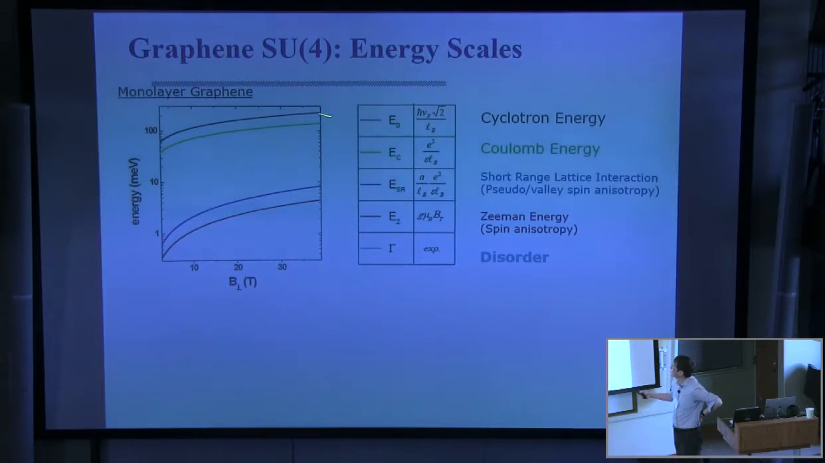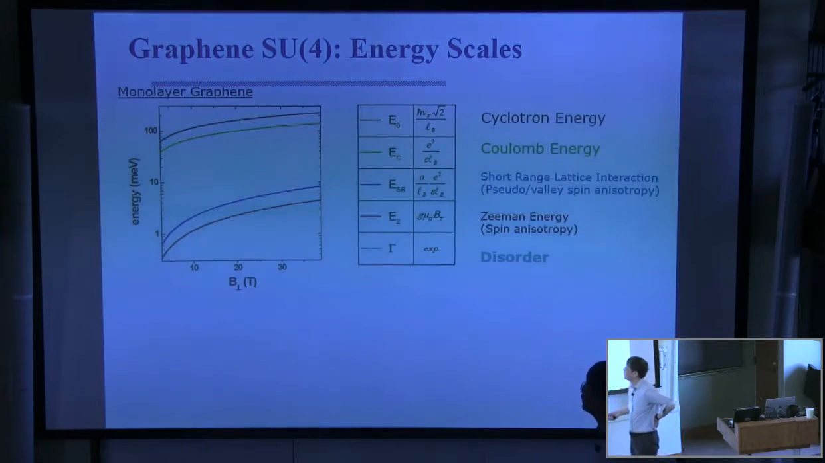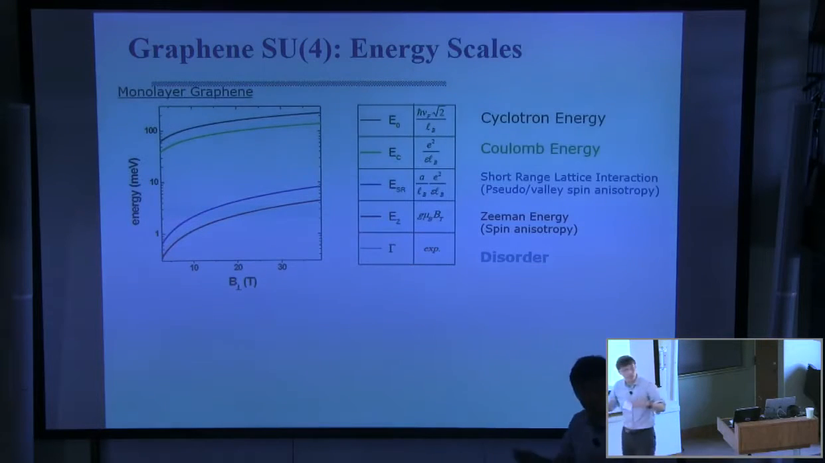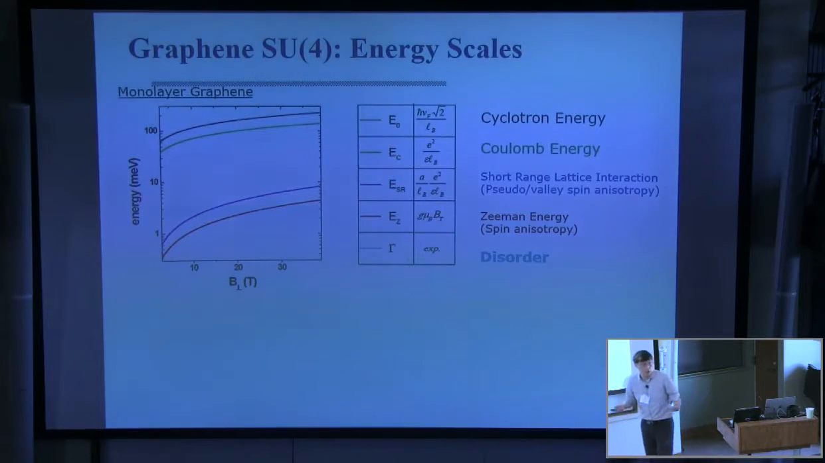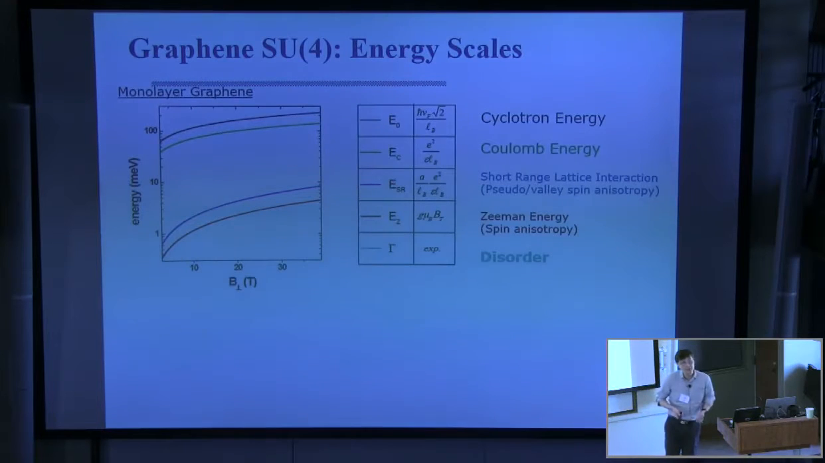If I carefully evaluate the energy scale of each internal degree of freedom, the largest energy scale is, of course, the single particle cyclotron energy. In a typical magnetic field that I can access in the lab, that's in the range of hundreds of millielectronvolts. So it is huge, especially in the lowest Landau level, partly because of its linear dispersion relation.